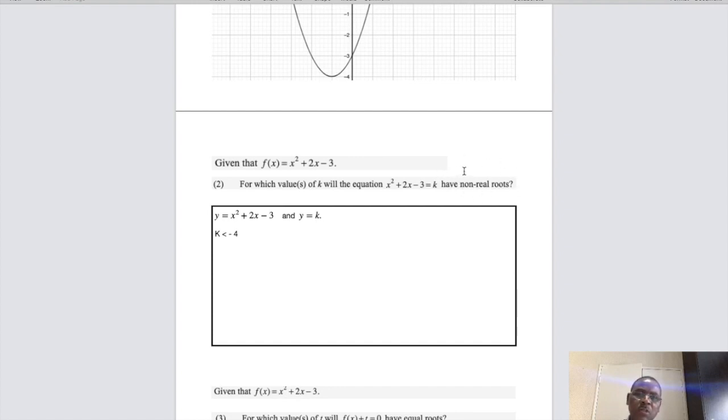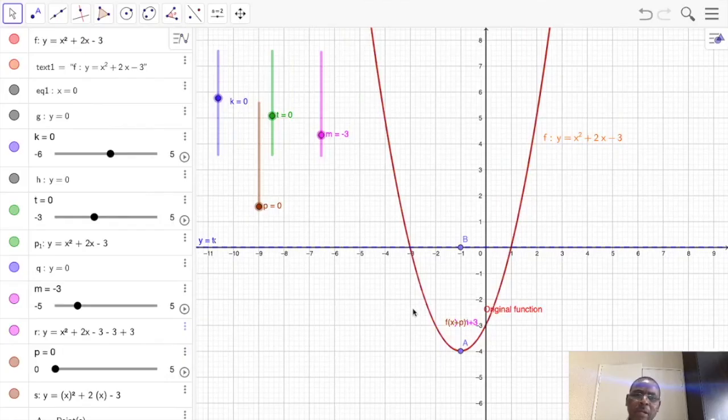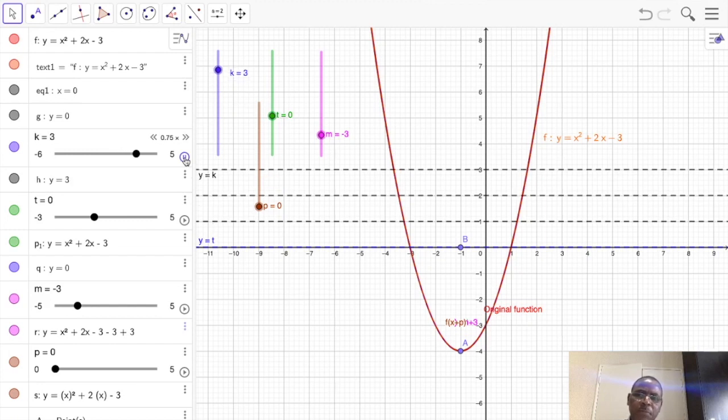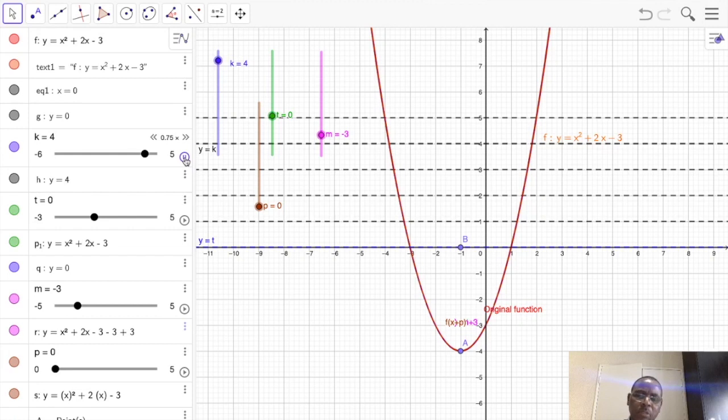So non-real roots there is telling us that the graphs that we will draw will actually not intersect. The graph of f is given there, that is our original graph, y equals x squared plus 2x minus 3, and we are interested in the other graph, the right-hand side, remember we said it was y equal to k. So of those two graphs, here is a situation that we get. The dotted lines that you see there are some of the possible positions for the graph of y is equal to k.